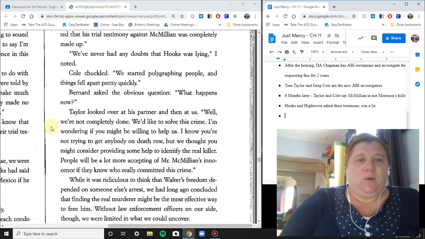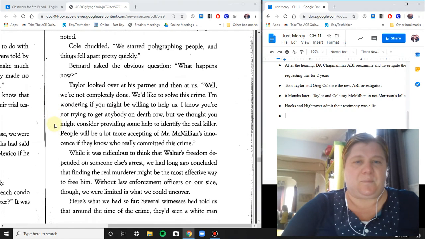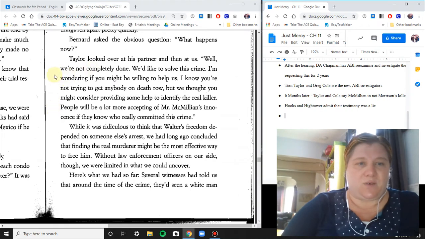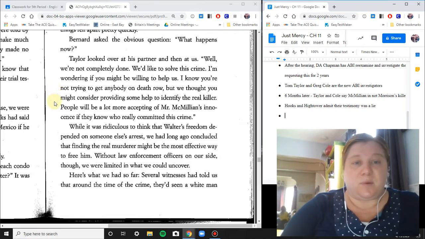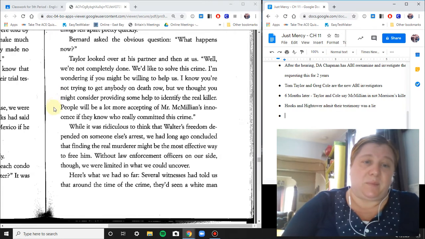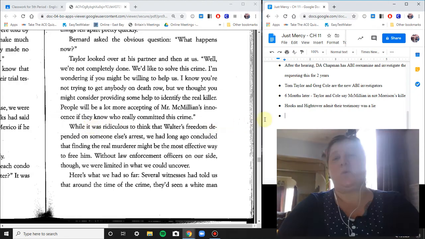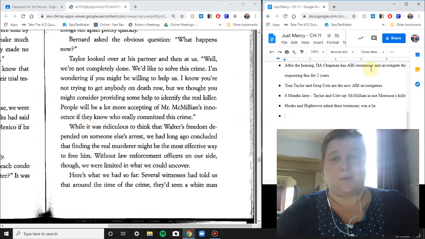Taylor looked over at his partner and then at us. Okay, Bernard said, what happens now? Well, we're not completely done. We'd like to solve this crime. I'm wondering if you might be willing to help us. I know you're not trying to get anybody on death row, but we thought you might consider providing some help to identify the real killer. People would be a lot more accepting of Mr. McMillan's innocence if they know who really committed the crime.